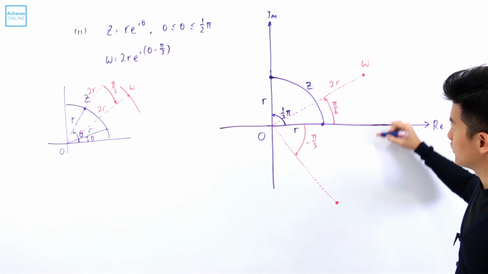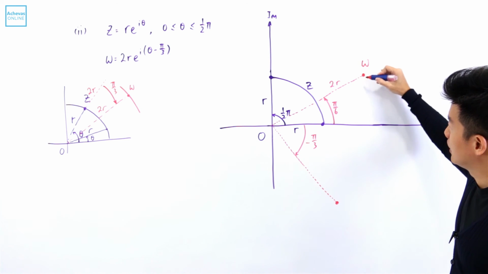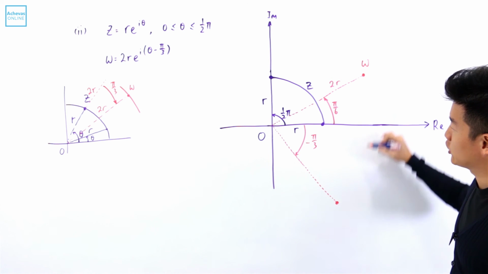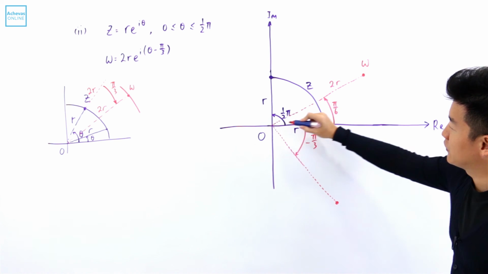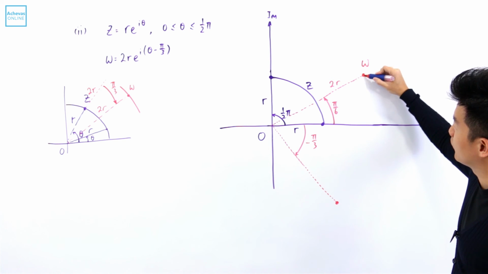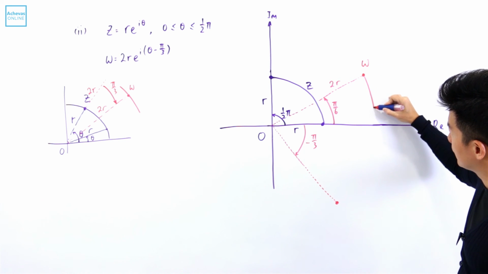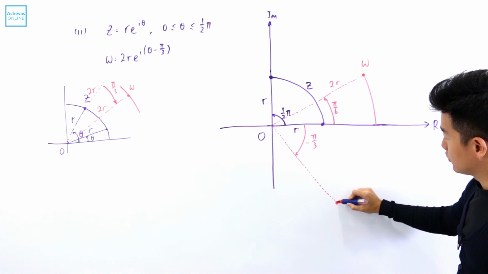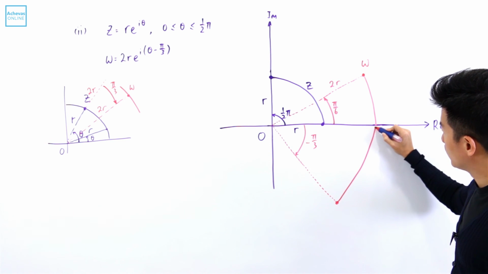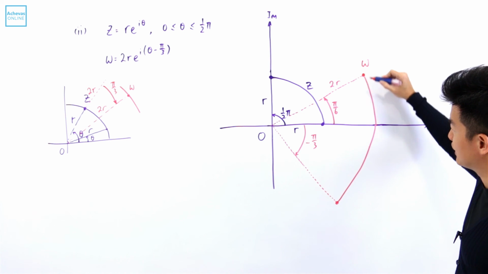And like what we were saying, W is going to fall on that circle, a circle with center at the origin and the radius of 2R. So the possible position of W will be lying here, and this is going to form the locus of W. So it is this portion over here.